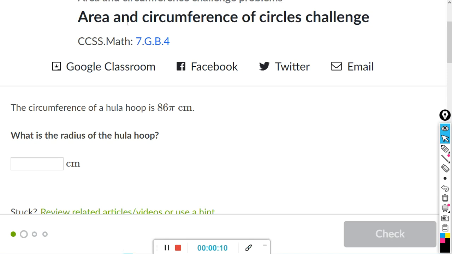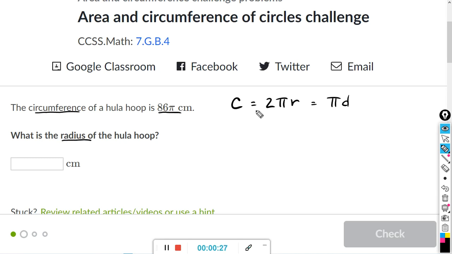This will be for the assignment, area and circumference of circles challenge. All right, so it says the circumference of a hula hoop is 86 pi centimeters. What is the radius of the hula hoop?